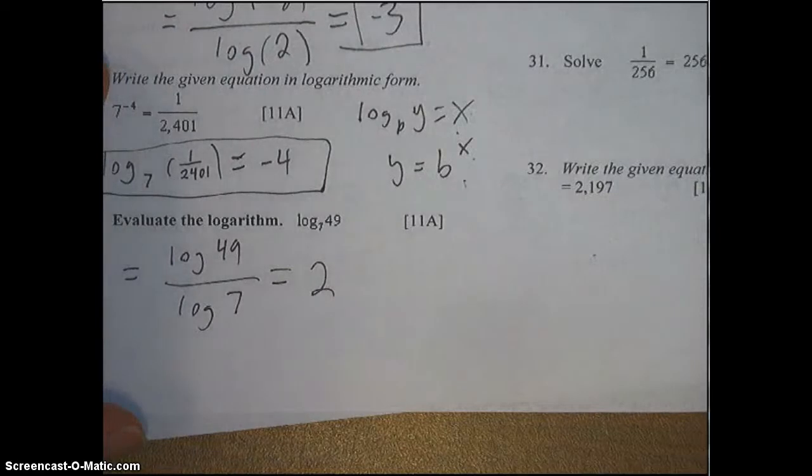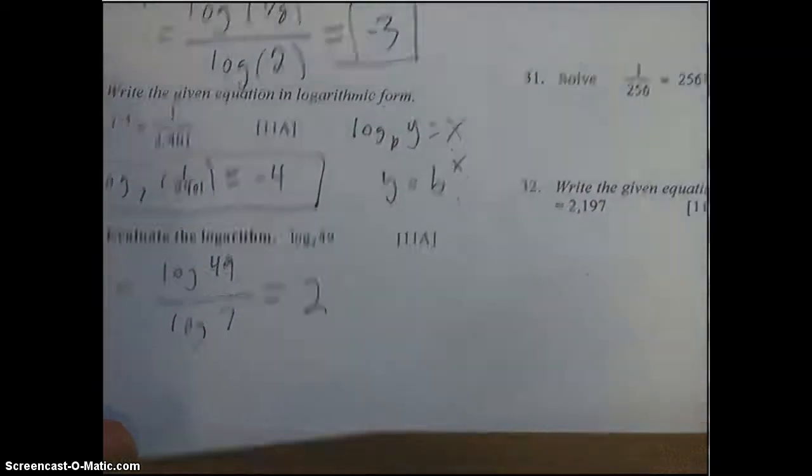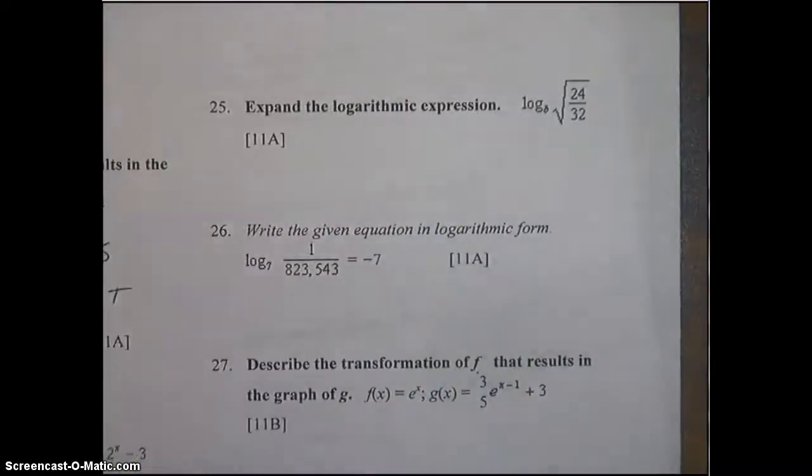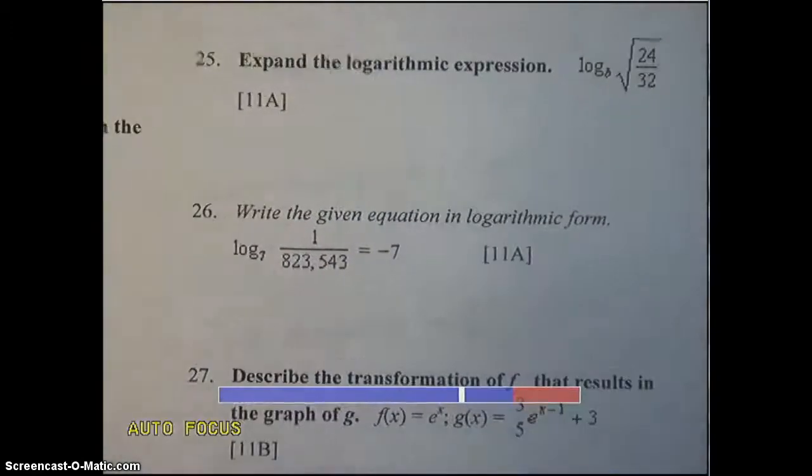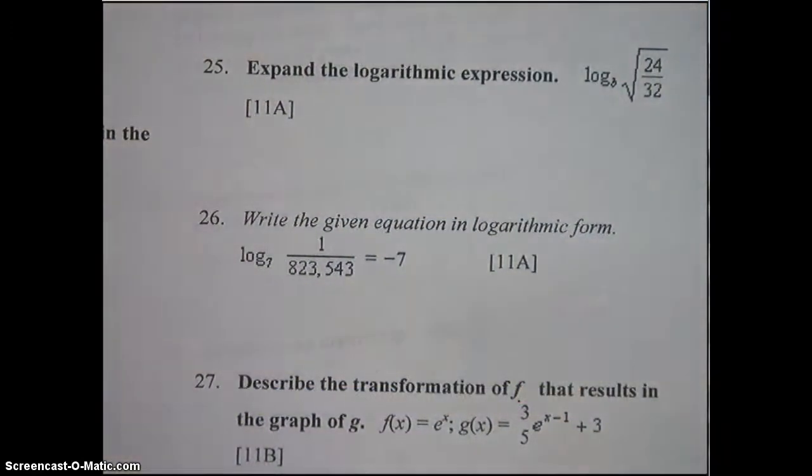And that's it. So a lot of this is calculator work. Use technology to your advantage. 25. Expand the logarithmic expression. Okay, this is an interesting one. Let me zoom in a little bit. Log base b of the square root of 24 divided by 32, and it's number 25.